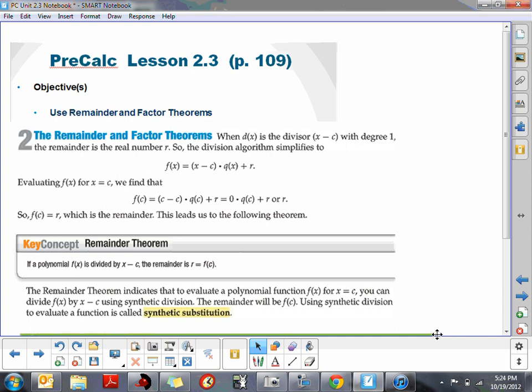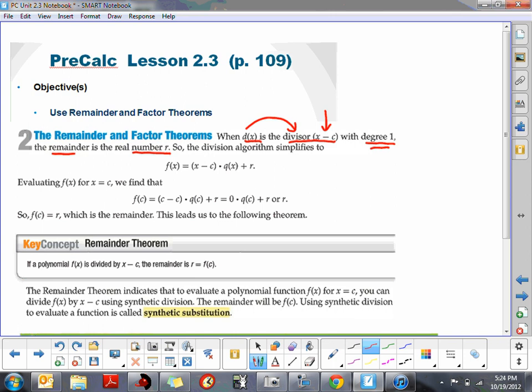I want to go through what they're talking about here. It says when d(x) is the divisor, x minus c. So they're saying d(x) is representing the divisor. They use d for divisor. And make sure that your divisor is linear, with degree 1. So the emphasis is when we divide by a linear factor, the remainder is a real number r. Our remainder has always been some constant, and they're saying it's a real number r.